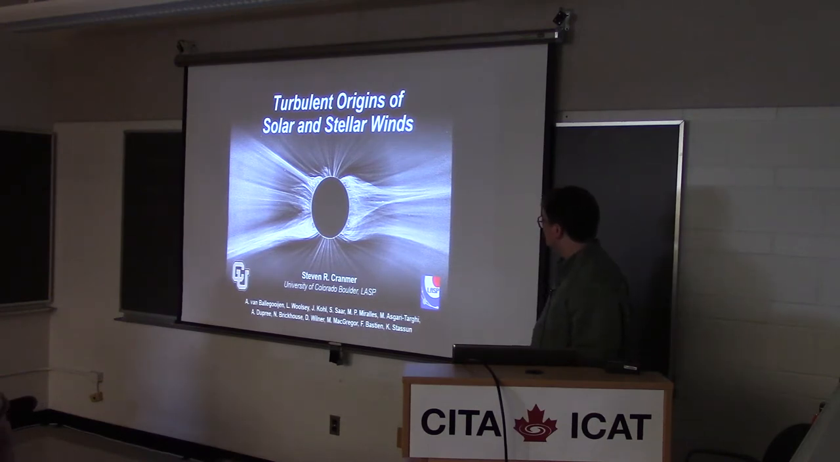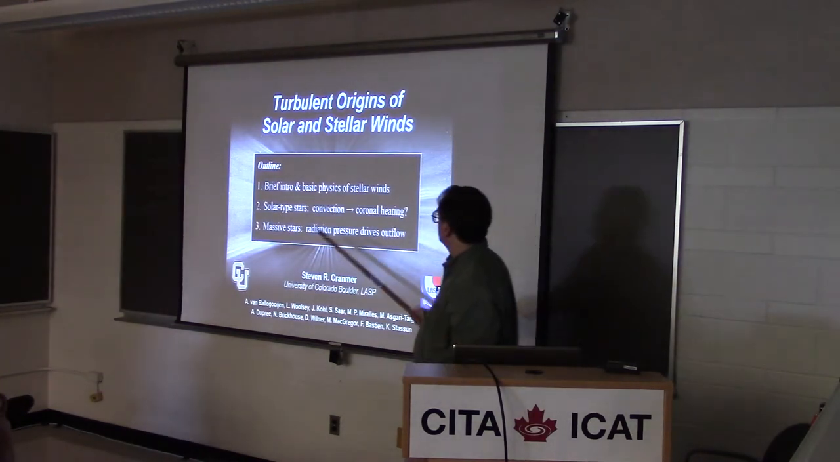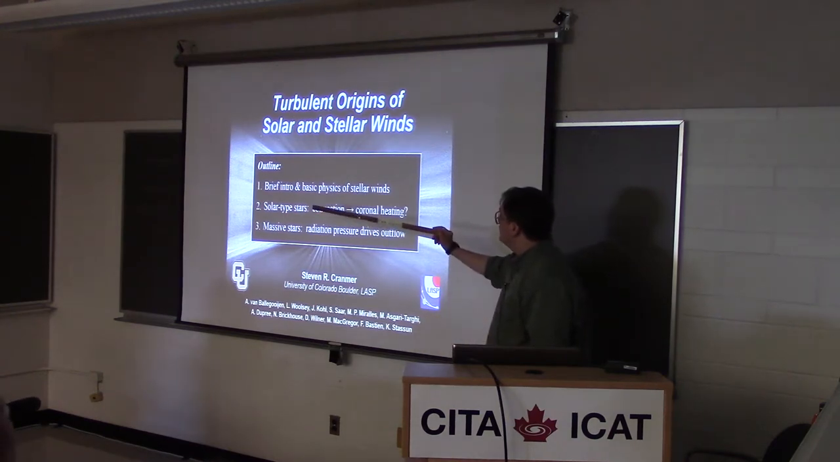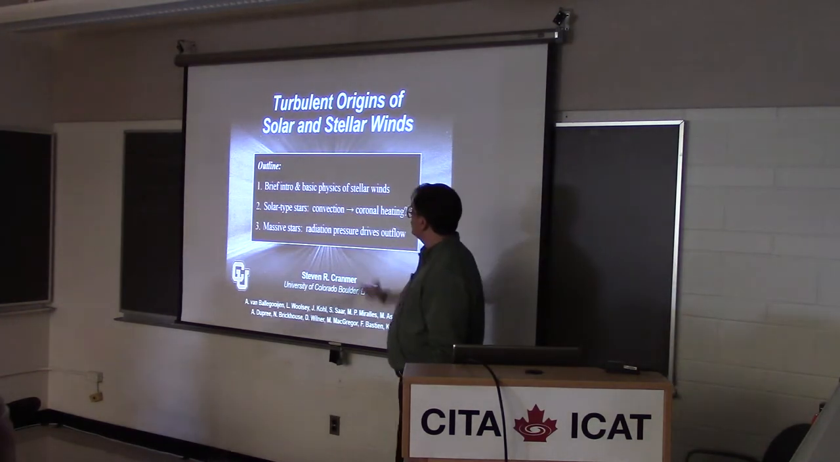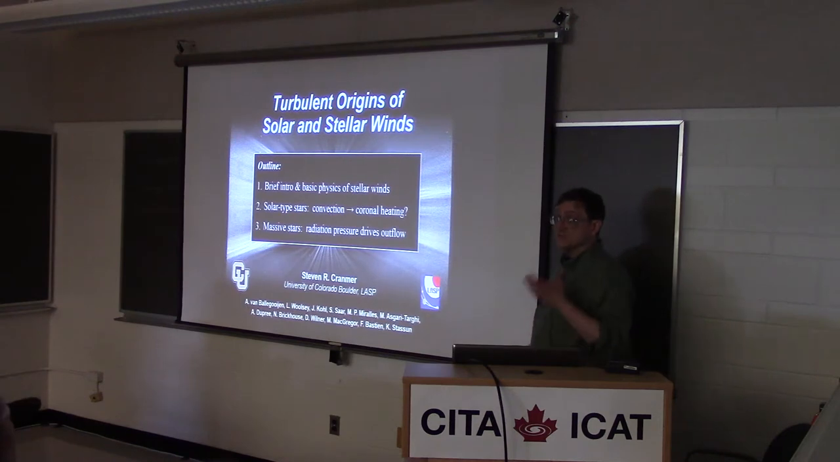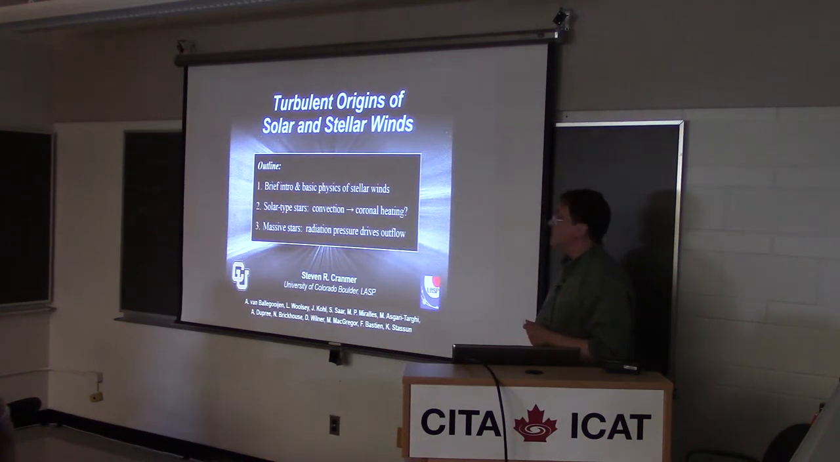So I would like to talk about a few things. I'll give a brief introduction to some of the basic physics of stellar winds. Why do stars evaporate their outer envelopes into the interstellar medium? Then a quick summary of the sun and other solar type stars. What we think is happening there is that the strong subsurface convection zones are churning up the plasma in the upper layers and leading to hot million degree outer atmospheres, stellar coronas.